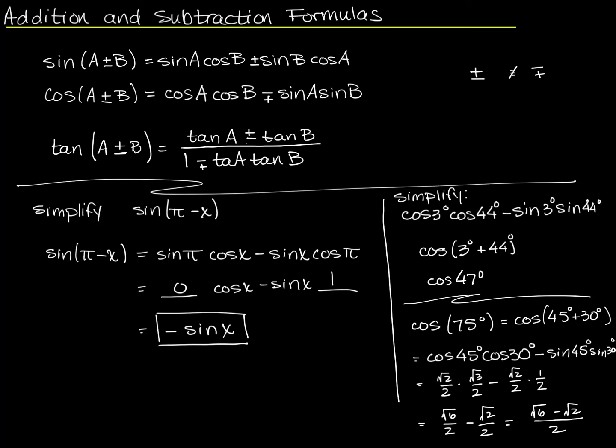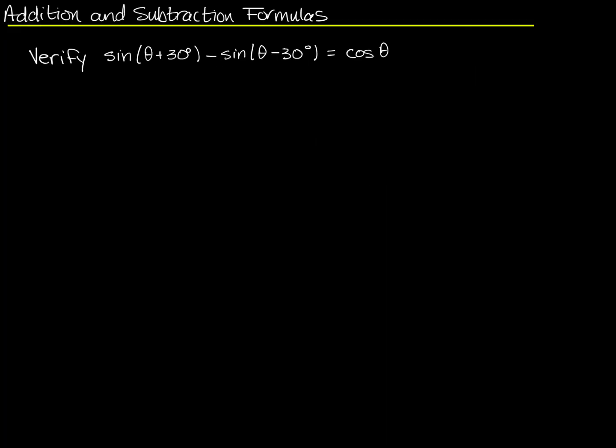Now that we know these formulas, we can also use them to do proofs. We can use them to prove identities. Let's do that on the next screen. We've been asked to verify here that the sine of some angle theta plus 30 degrees minus the sine of theta minus 30 degrees is equal to the cosine of theta.